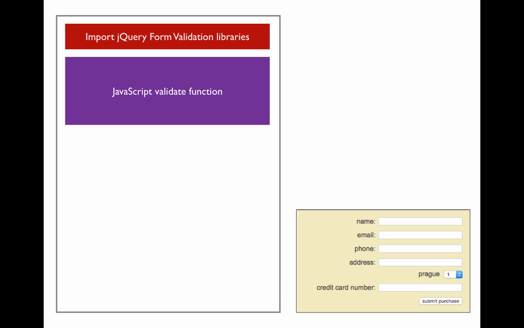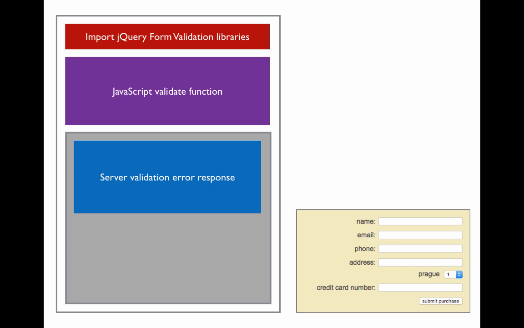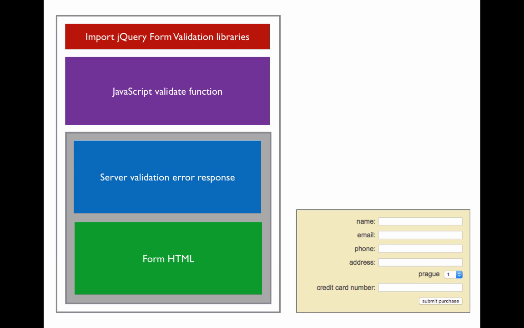After those sections, we have a table that contains the form itself. Inside the table, we have an error response section that is only visible if server-side validation encounters a problem. And finally, we have the HTML form itself. Let's go through each of these sections and look at the code.